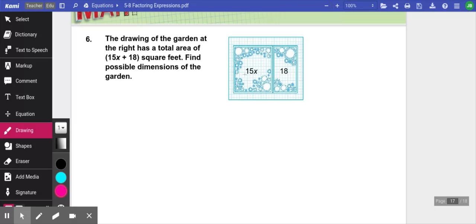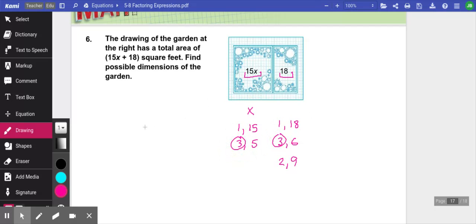So let's look at 15x and 18. So I'm going to list these. We have x, we have a 1 and a 15. We also have a 3 and a 5. For 18, we have 1 and 18. We have a 3 and a 6, and I don't want to forget about 2 and 9. But I know that I see 3 and 3.